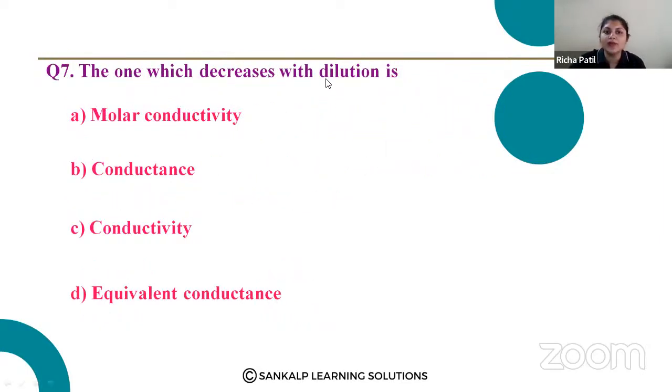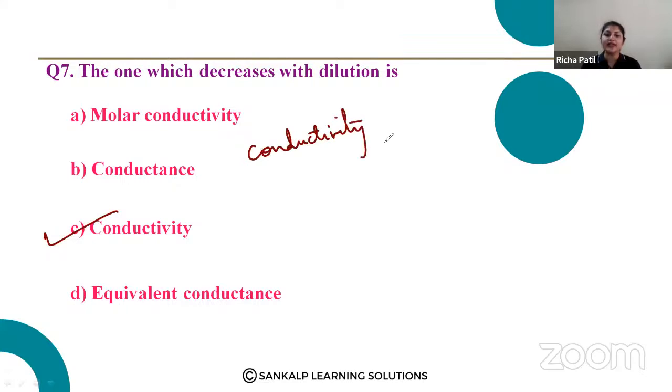Which of the following decreases with dilution? You have seen the definitions of molar conductivity, conductance, conductivity, and equivalent conductance, how they are related, and what happens on dilution. So which one of the following will decrease with dilution? Yes, it is C, conductivity. What happens to conductivity?